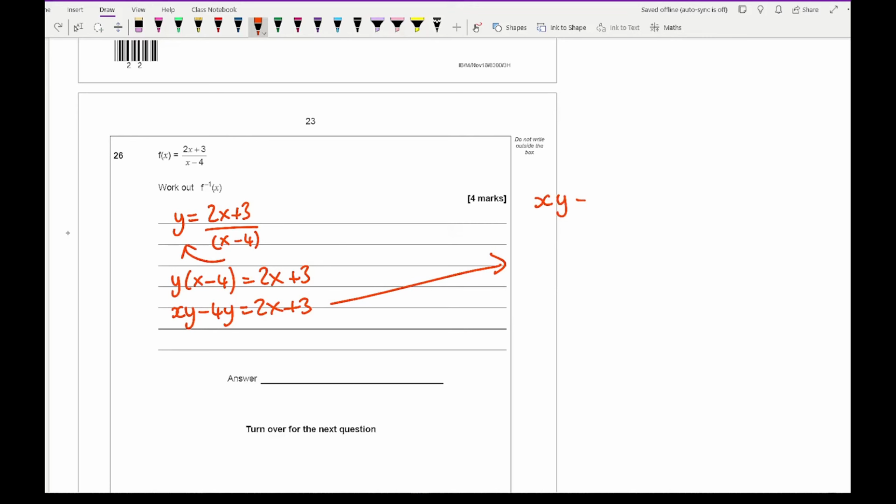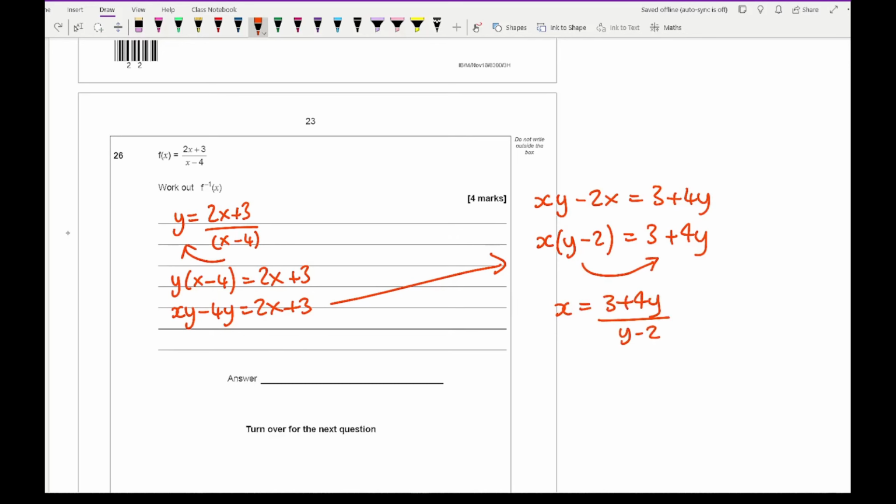So I've got xy - 2x = 3 + 4y. Factorize this left hand side, so I've got x(y - 2) = 3 + 4y. Then I'm going to take this over to the side, so I end up with x = (3 + 4y) over (y - 2). From this, what I then want to do is replace the x with the inverse function, and wherever I see a y, I swap that. What I've got is the inverse function of x equals (3 + 4x) over (x - 2).